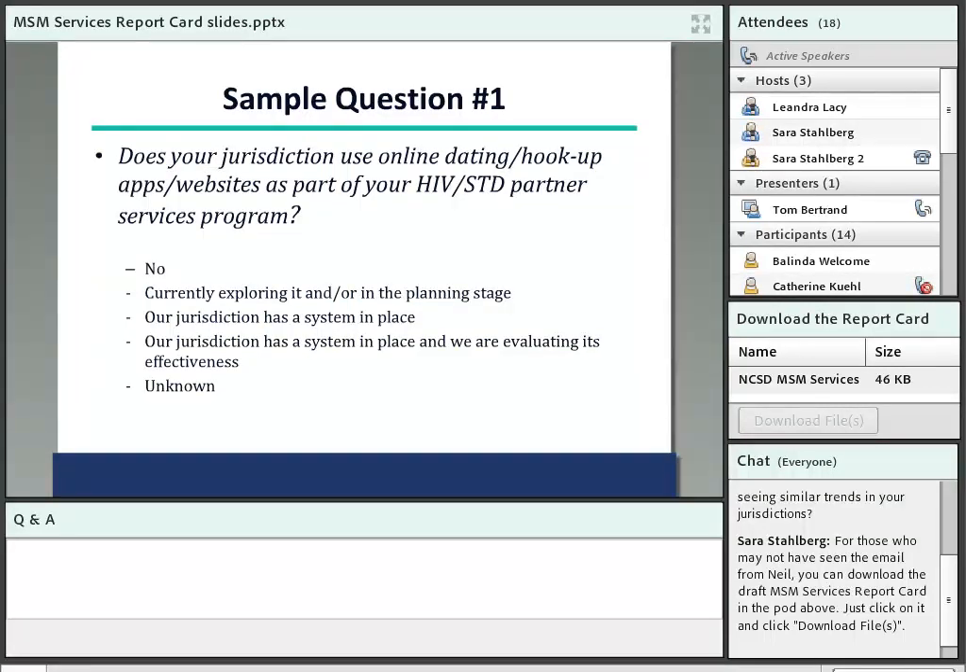So I just wanted to share with you, when I first started this project, I just wanted to have 4 or 5 questions to help people guide their health equity efforts. We quickly expanded that to 20 based on input from both HIV and STD colleagues. But this was the concept here, and I think there are 3 or 4 sample questions if you haven't been able to look at them. Does your jurisdiction use online or dating hookup apps or websites as part of your HIV STD Partner Services program? Possible answers: no, we're exploring it. We have a system in place, or our jurisdiction has a system in place, and we're evaluating its effectiveness.